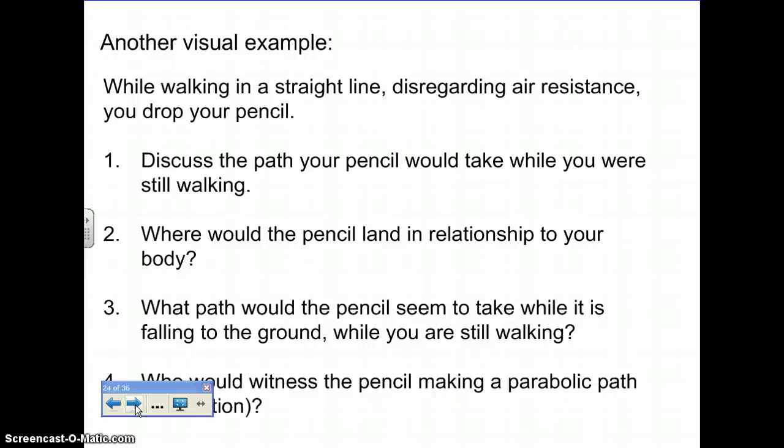Take like 4 steps forward and drop your pencil. Continue walking forward. Stop. Where did the pencil land in relationship to your feet? Is it behind you, beside you, or in front of you? Well, for the majority of us, try it again. Pick up your pencil. Come back here.